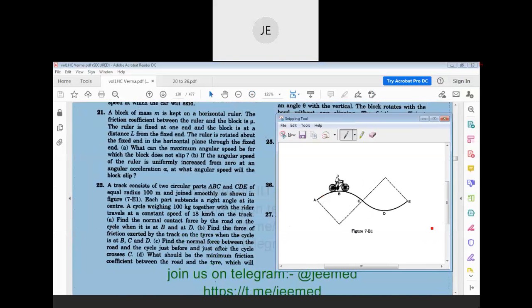Okay, this is the path, and each part subtends a right angle at its center. So this one is a right angle, and this one is a right angle at its center. So this is the center. Okay, and here this is the center.